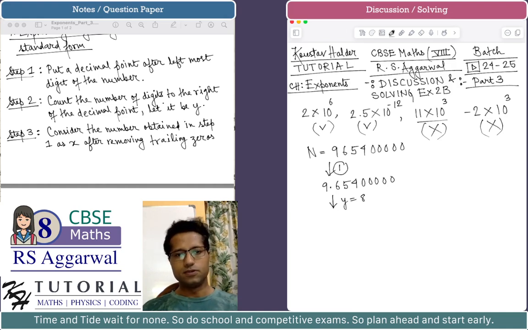Step 3 says consider the number obtained in step 1 as x after removing trailing zeros. We have 5 trailing zeros. Remove the 5 trailing zeros, and whatever number is left is the number we get as x after step 3.